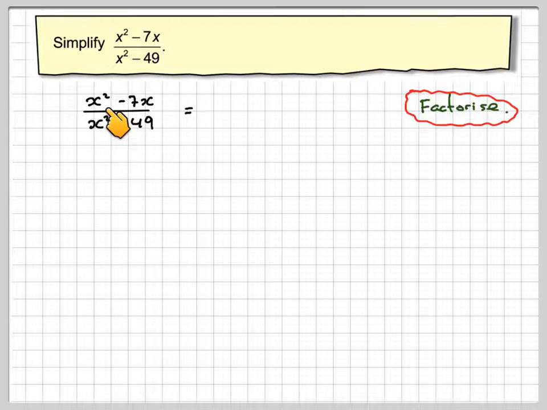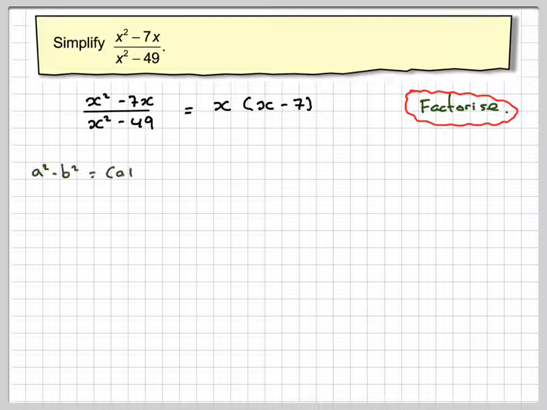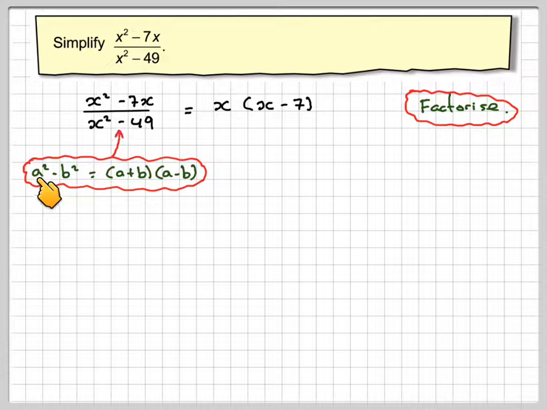So what is the common factor in the numerator? The common factor in the numerator is just x, and we're going to be left with x minus 7. If you think about it, x times x gives me x squared, and then x times minus 7 gives me minus 7x. Now this x squared minus 49, you need to recognize is the difference of two squares.